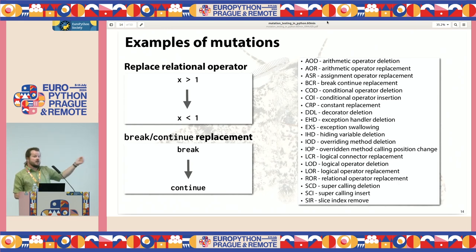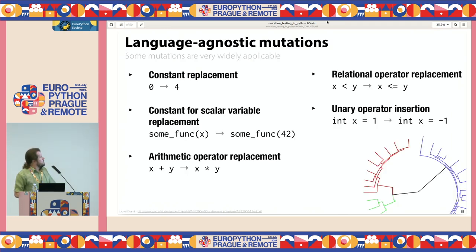And maybe not all of them apply to Python. I haven't actually checked. So here are some mutations that are common across many languages. Constant replacement maybe changes 0 to a 4, or replaces a variable with a scalar, so I replace x with 42, or replaces an arithmetic operator, plus with times, and other things like that. You could imagine that being used in F#, Haskell, Elm, or any language, really. I just picked a bunch of functional languages, didn't I?